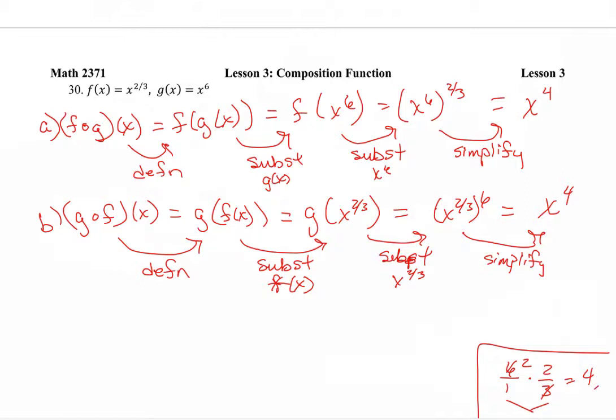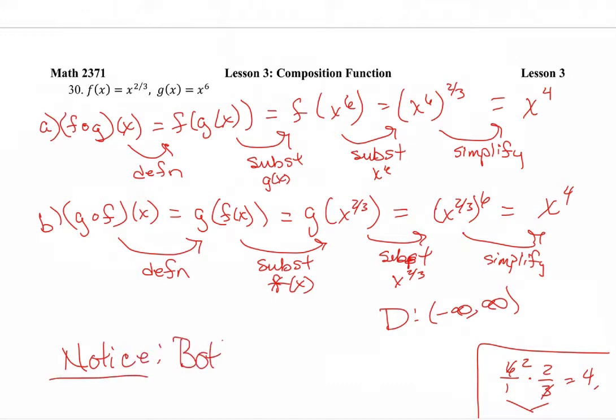And in both of these cases, my domain is negative infinity to infinity because they're both strictly polynomials. Now, I want you to notice that both A and B are the same. All right?